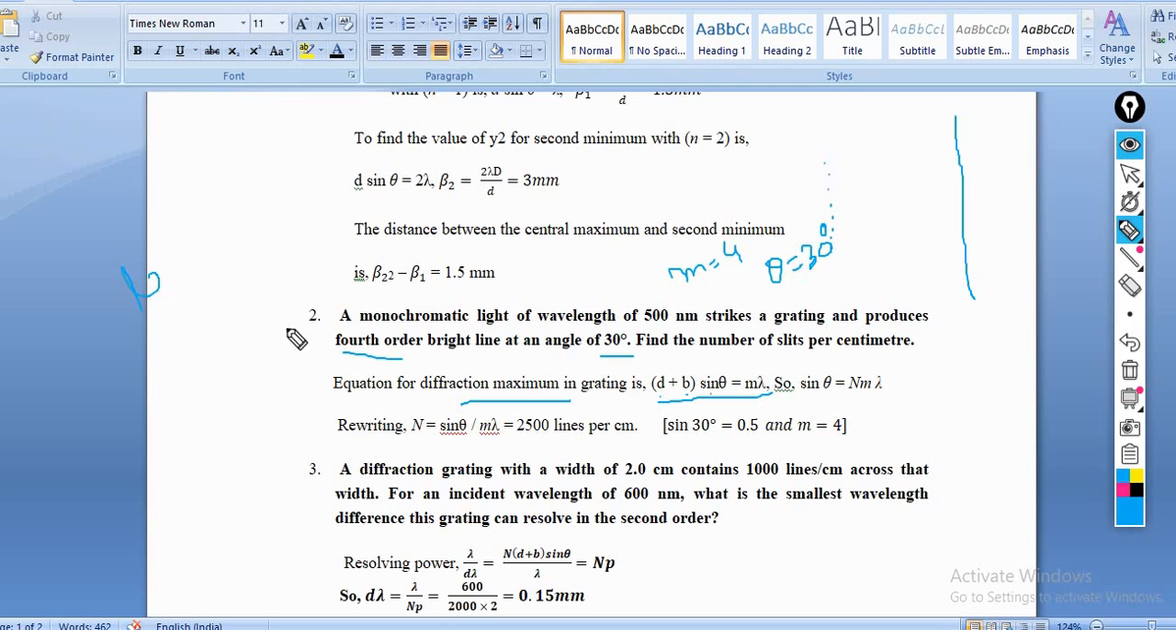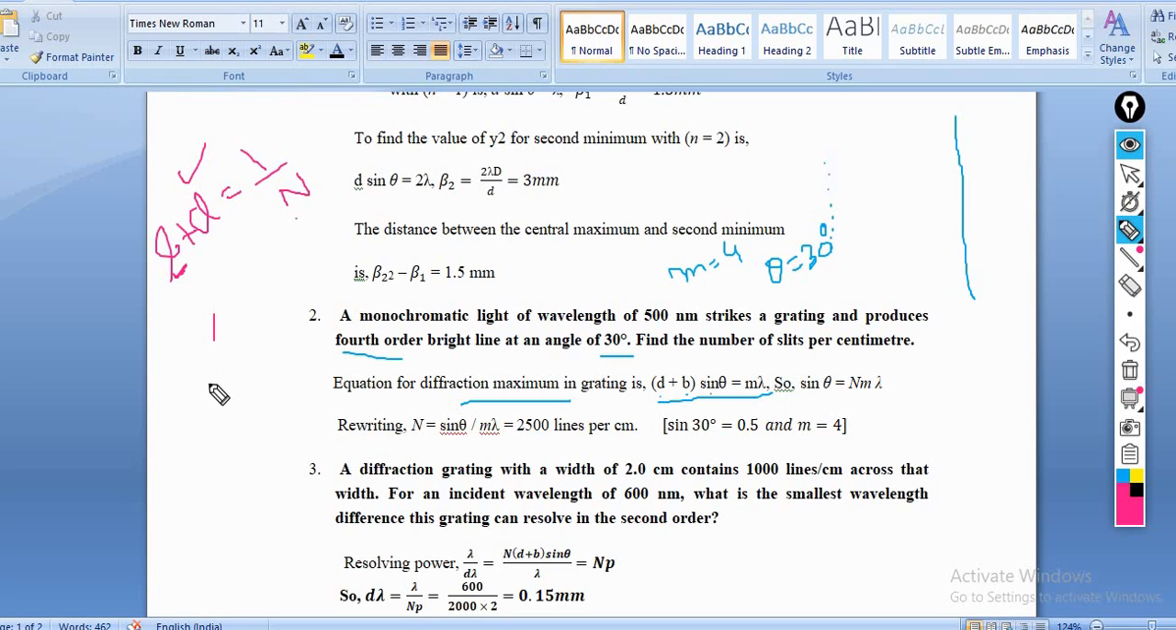So (b plus d) sin theta is equal to m lambda. Now one can write b plus d equal to 1 by N. So N is the number of slits per unit length, and b and d are the slit parameters. One is the slit gap, and the other is the gap between two slits.